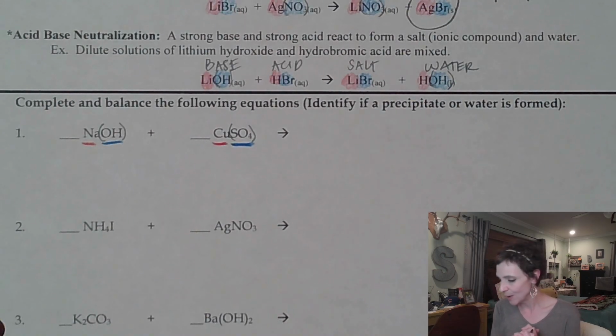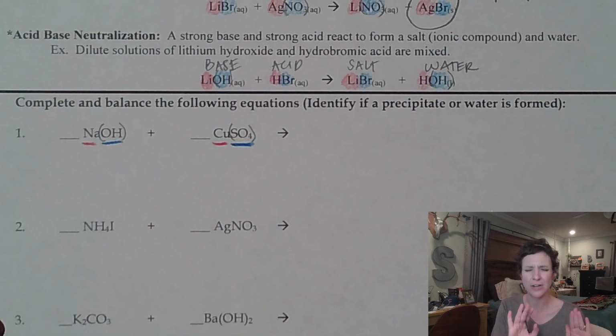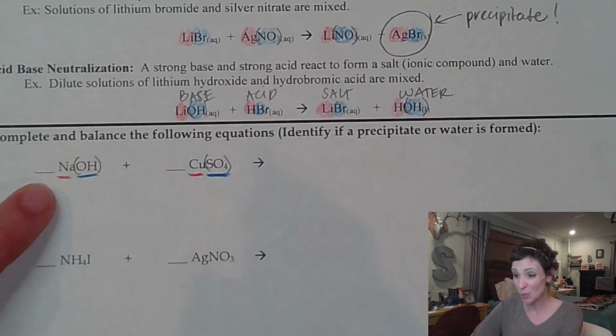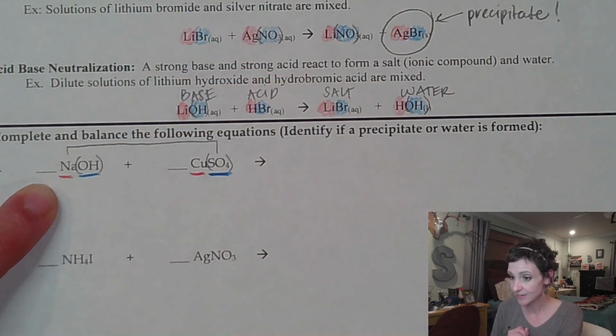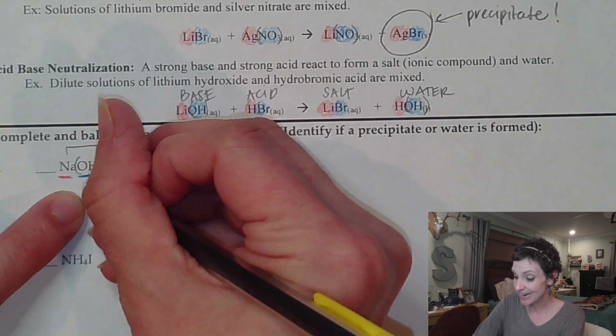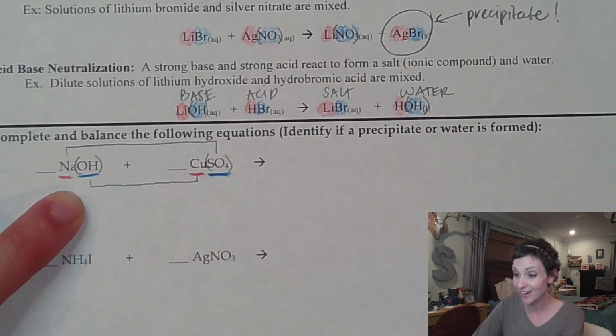Great. So now we're going to swap partners. This is where y'all screw up a little bit. Make sure in the new partners you have one red and one blue, and make sure that the red is written first. So that means sodium is totally going to try to pair up with my sulfate. And my hydroxide is totally going to pair up with my copper.